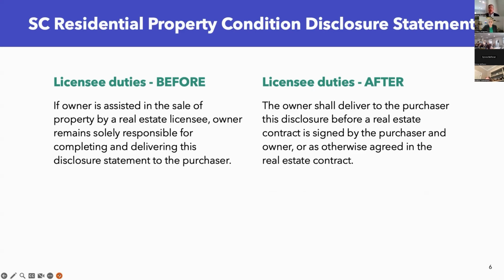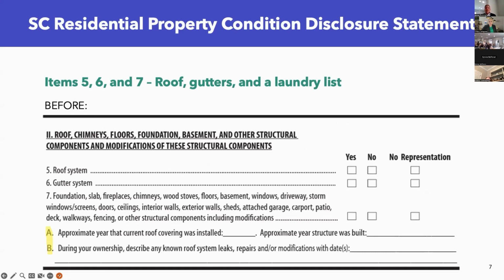Now, as we move ahead again, what we're going to talk about is some things that have changed. I refer to this section as roof, gutters, and a laundry list. And I get laundry lists from all the things that are included in number 7, right? All the things that are included in number 7 are foundation, slab, fireplaces, chimneys, wood stoves, floors, basement, windows, driveway. And I could go on, okay? I won't, because I'll trip over myself if I do. But there's a whole bunch of stuff listed here.